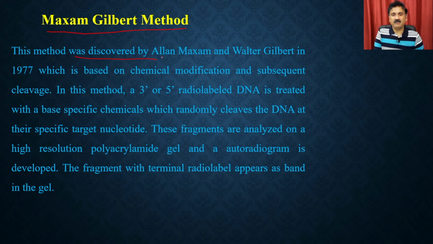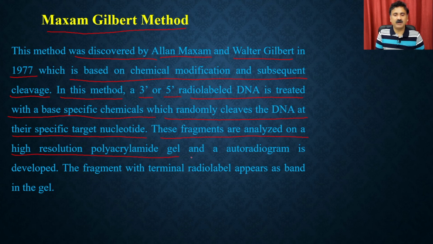This method was developed by Allan Maxam and Walter Gilbert in 1977, and it is based on chemical modification and subsequent cleavage. In this method, a 3' or 5' labeled DNA is treated with base-specific chemicals, which randomly cleave the DNA at their specific target nucleotides. These fragments are analyzed on a high resolution polyacrylamide gel, and an autoradiogram is developed. The fragment with the terminal radiolabel appears as a band in the gel.